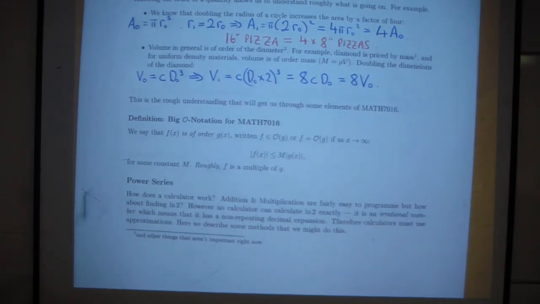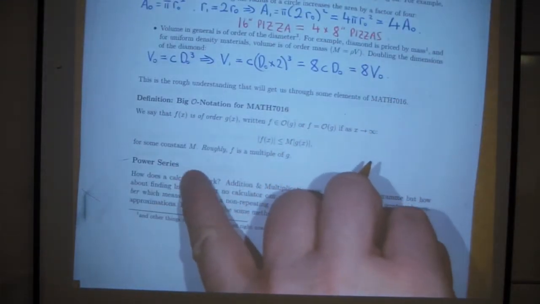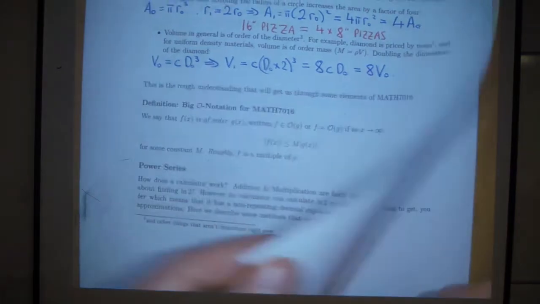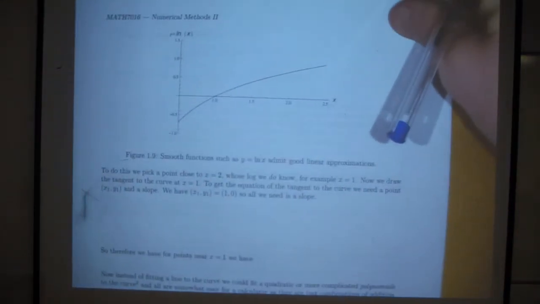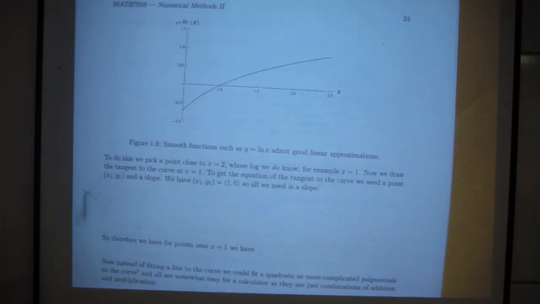The thing is that addition and multiplication are fairly easy to program, but how about finding, for example, the log of 2? No calculator, because it's a finite machine, can calculate log 2 exactly because it has infinitely many decimals. So calculators are using approximations. Here we show some ways that they might do that. Okay. Now we're going into another topic again, but we need to do this to be able to analyze our errors. Right, so what are we going to do?